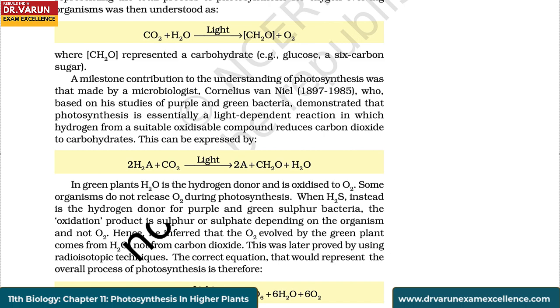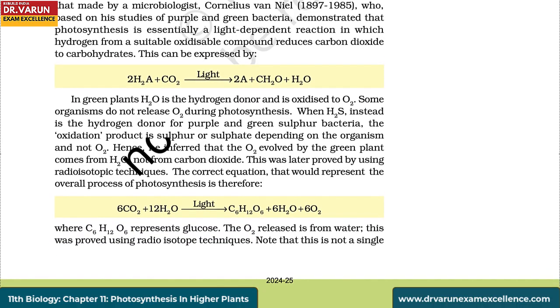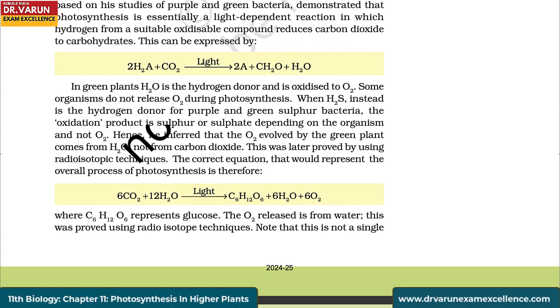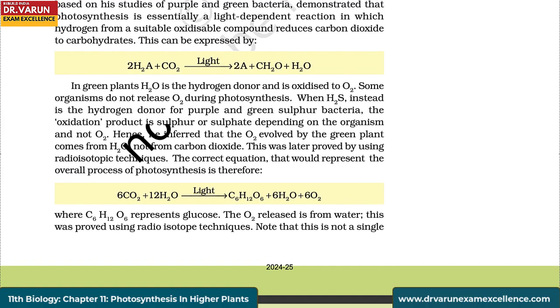In green plants, water is the hydrogen donor and is oxidized to oxygen. Some organisms do not release oxygen during photosynthesis. When H2S instead is the hydrogen donor for purple and green sulfur bacteria, the oxidation product is sulfur or sulfate, depending on the organism, and not oxygen. Hence, he inferred that the oxygen evolved by the green plant comes from water, not from carbon dioxide. This was later proved by using radioisotopic techniques.